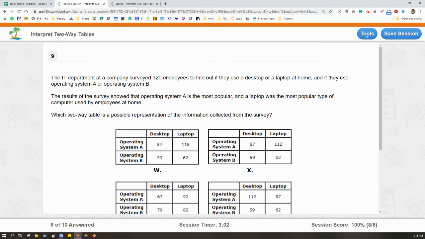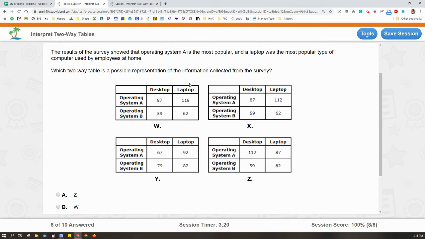So again, we're looking for 320 employees, and we're looking for operating system A being most popular and laptops being most popular. So laptops more than desktops, and operating system A over operating system B with 320 employees. Let's look at our tables. Table W, is operating system A more popular than operating system B? Well, operating system A has 87 plus 118, that many people. That's clearly more than 59 plus 62. So table W definitely has operating system A as more popular.